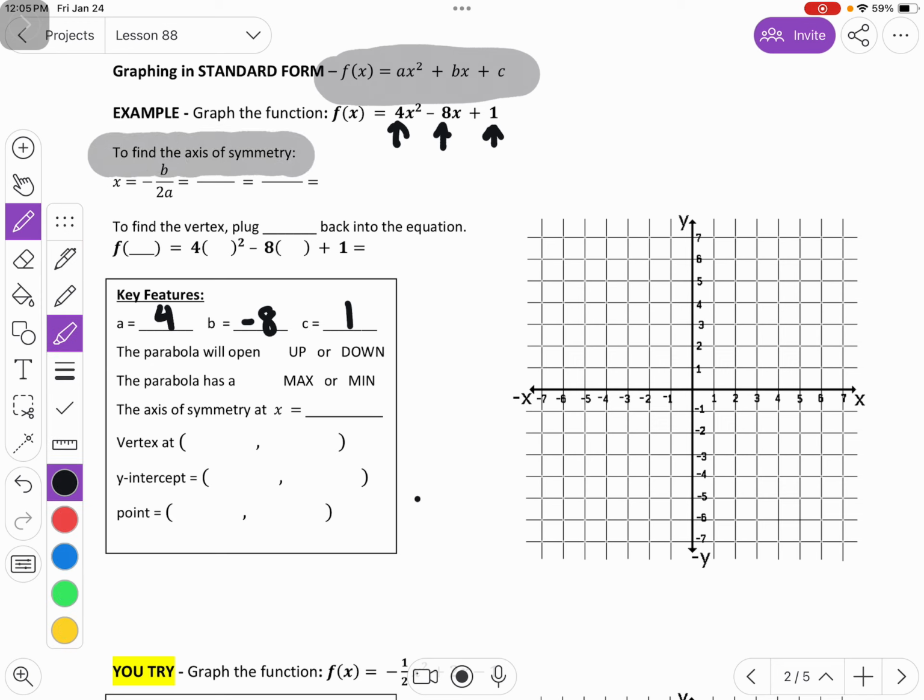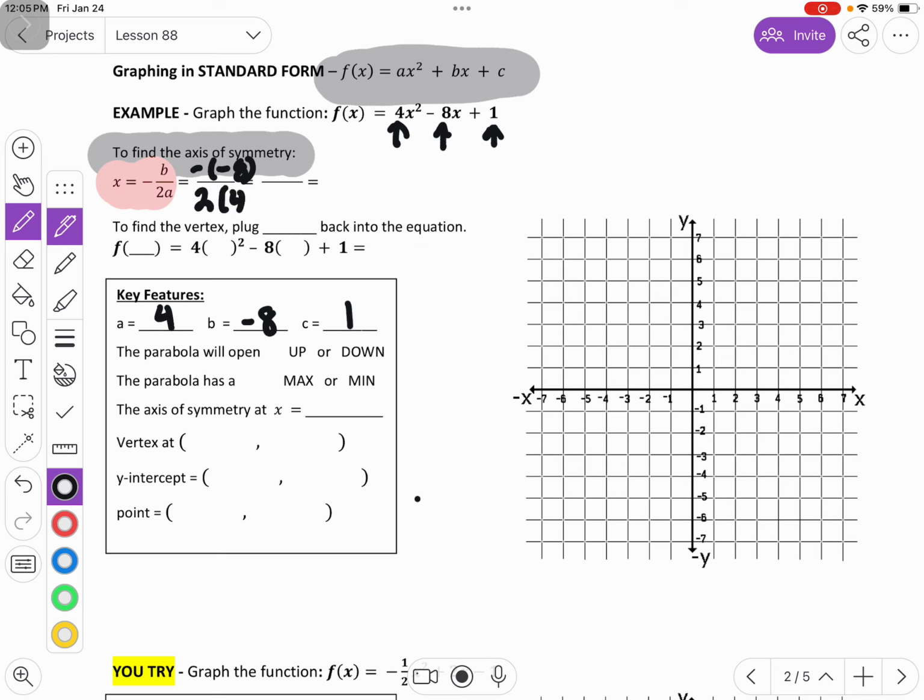The axis of symmetry is given by this little equation. X equals -b over 2a. So let's fill that in. -b over 2a would be negative times a -8, over 2 times 4. All right? So what we get is a positive 8 on top and an 8 on the bottom. 8 over 8 is 1. So the axis of symmetry is at 1.